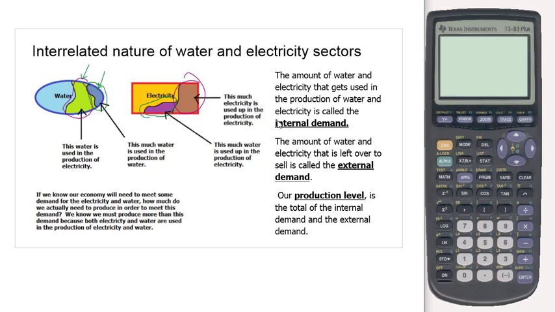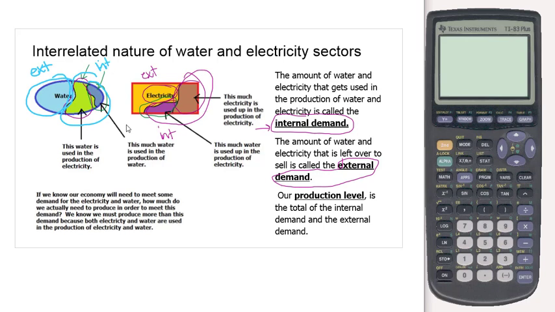The part that gets used up in the creation of water or electricity is called the internal demand. And then the part that we have available to sell is called the external demand. When we look at electricity, this gold part is the external, and these two parts here are the internal. And if we look at water, this part here is the external, and these two parts here are the internal.